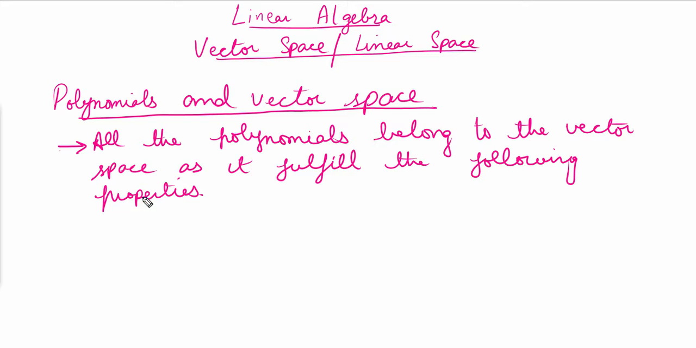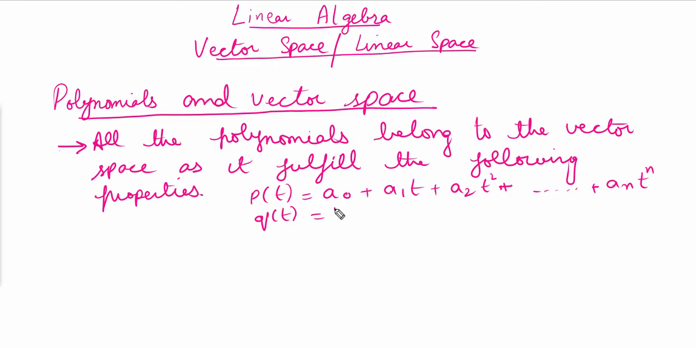So let's suppose we have two polynomials. We have a polynomial p of t that can be written as a0 plus a1 t plus a2 t squared plus up till an t to the power of n, and another polynomial q of t, which is equal to b0 plus b1 t plus b2 t squared plus up till bn t to the power of n. So we have these two polynomials.